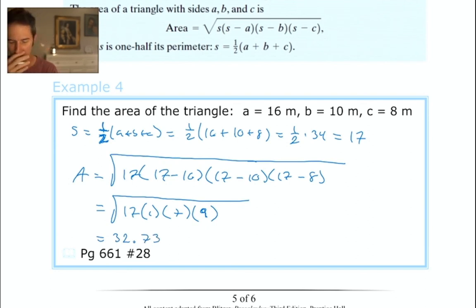32.73. And just to make sure that I didn't just make an arithmetic mistake, because I know that I'm a little bit tired, I'm going to type the 17 times the 7 times the 9 equals. I got the same 1071, hitting the square root button, 32.73 rounded. Looks good.